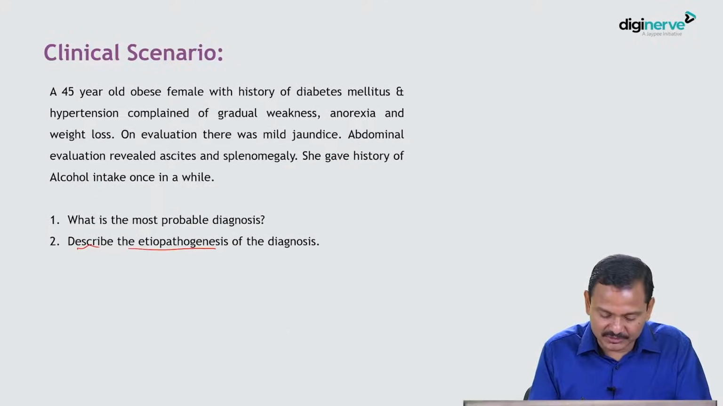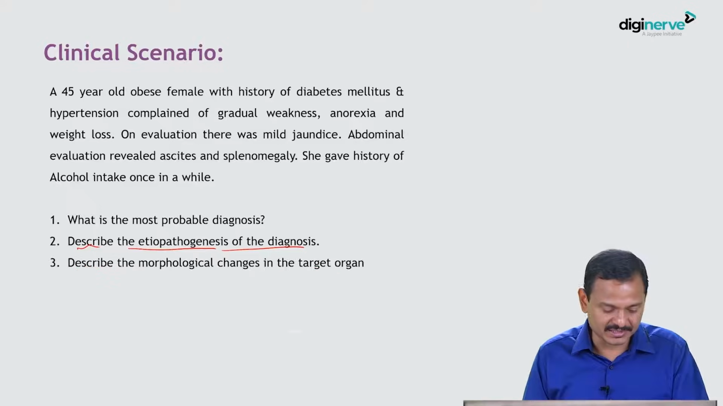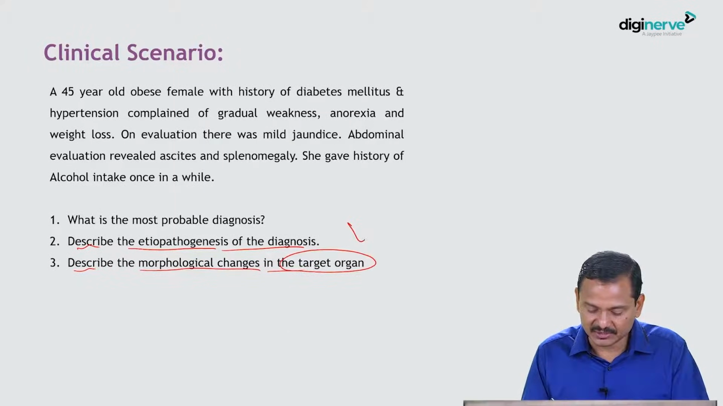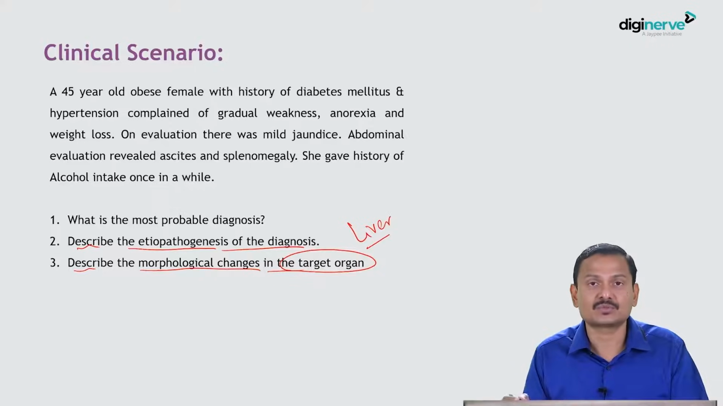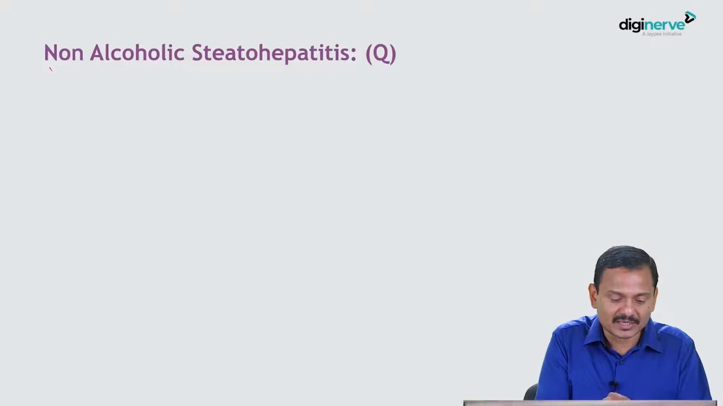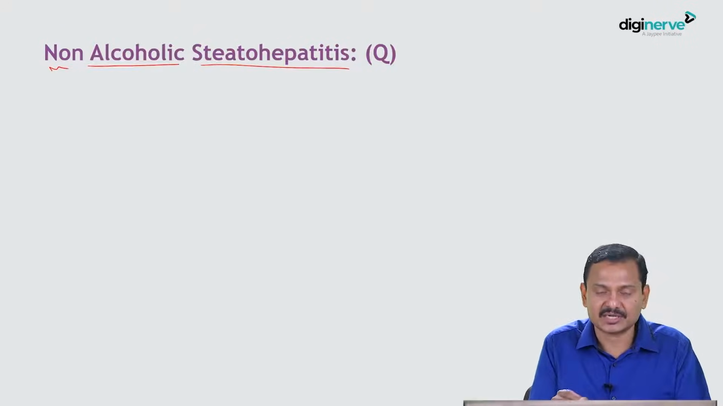Describe the etiopathogenesis of the diagnosis. We will discuss that. Describe the morphological changes in the target organ, or in the liver. That also we will discuss in our subsequent session. So what is non-alcoholic steatohepatitis?